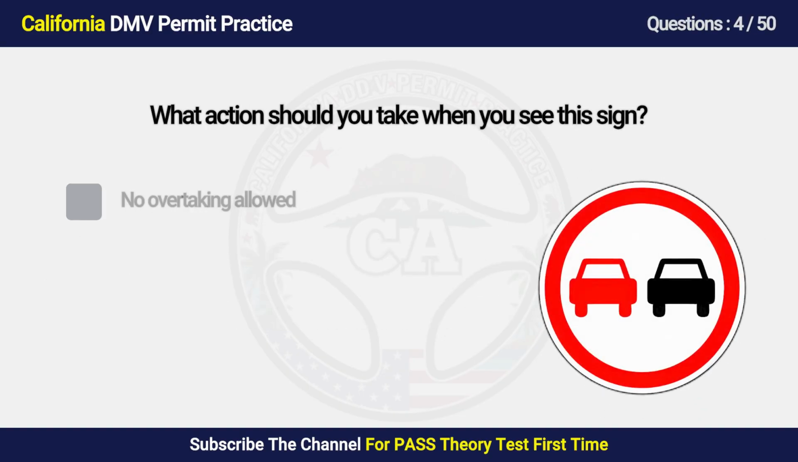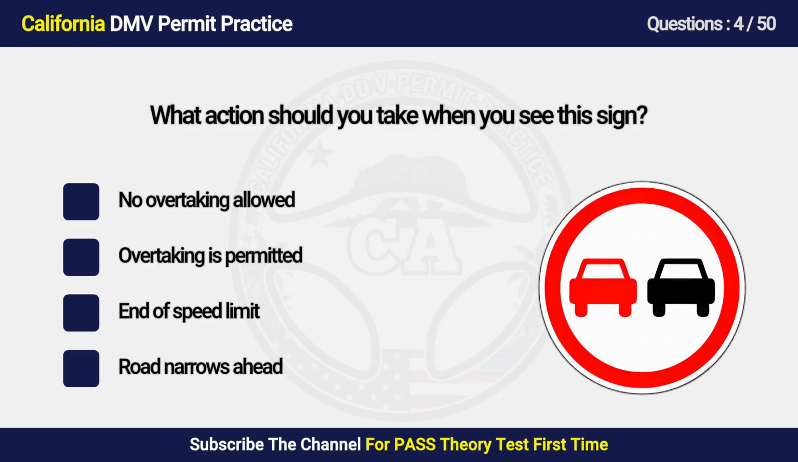Question 4. What action should you take when you see this sign? A. No overtaking allowed. B. Overtaking is permitted. C. End of speed limit. D. Road narrows ahead.